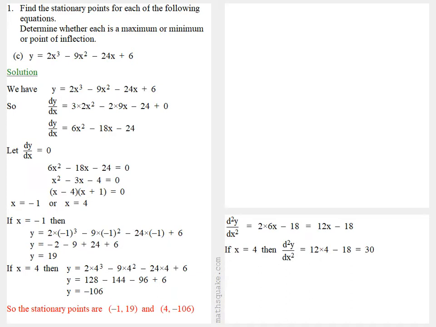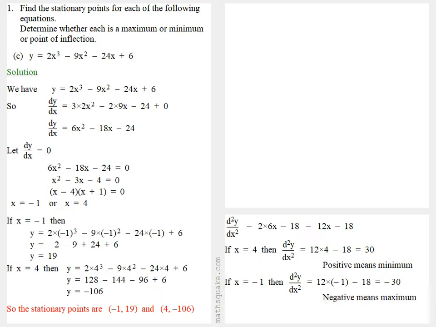So if x is equal to 4, d2y by dx squared is 12 times 4 minus 18, which is 48 minus 18, or 30. Now positive means a minimum. If x is equal to minus 1, then d2y by dx squared is equal to 12 times minus 1 minus 18, which is minus 12 minus 18, or minus 30. Now negative means it's a maximum.